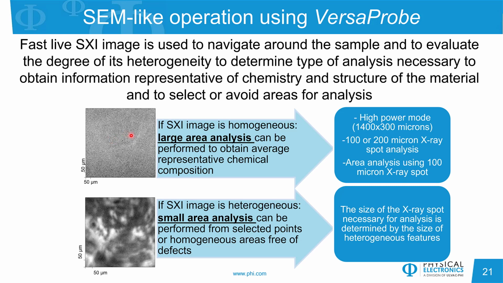So you can use high power mode, as we call it, which is rastering your 100 micron beam over 1400 up to 300 micron area. We can just use spot analysis, or we can use area analysis using the same 100 micron X-ray spot. If SXI images are heterogeneous, then we need to perform small area analysis from selected points. And for that, we need to select the proper X-ray size, keeping in mind our relationship between the feature size and the probe size of 3:1.